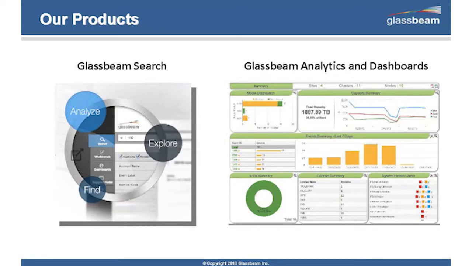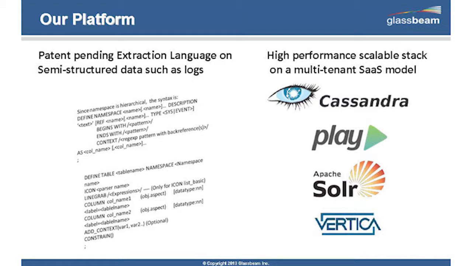We'll see a little bit about what those use cases are. Our key products are Glassbeam Search, which enables companies to search on unstructured data, and Glassbeam Analytics and Dashboards, which provides more business intelligence-focused analytics on the semi-structured data. The way we do this is through a very powerful homegrown technology, a patent-pending extraction language. You can think of it as a super ETL, or extract, transform, load, where we have the capability to define how to transform semi-structured, unstructured data into structure for both search and analytics.